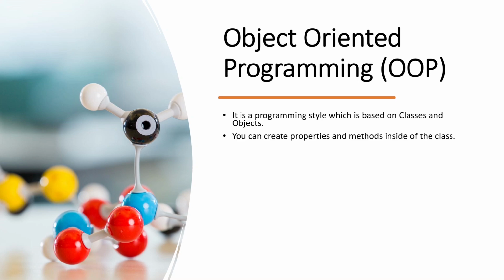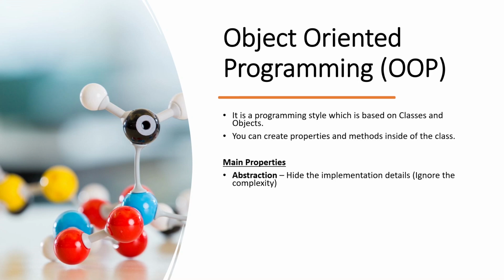Now I know these are things not known to you if it is your first time programming, right? So don't worry, I'm going to explain all these methods, classes, objects in my upcoming videos. For now, just understand that you can create properties and methods inside of the class. What are the main properties of object-oriented programming? A few of the things I will discuss. Abstraction, I already informed you about that in the previous slide. Hide the implementation details, right?